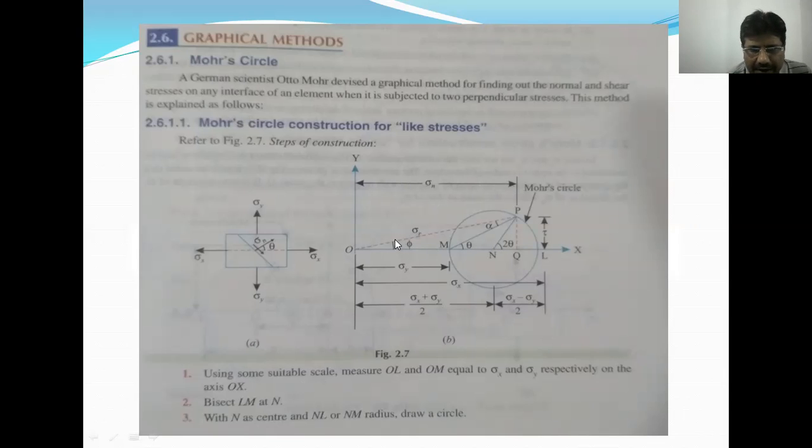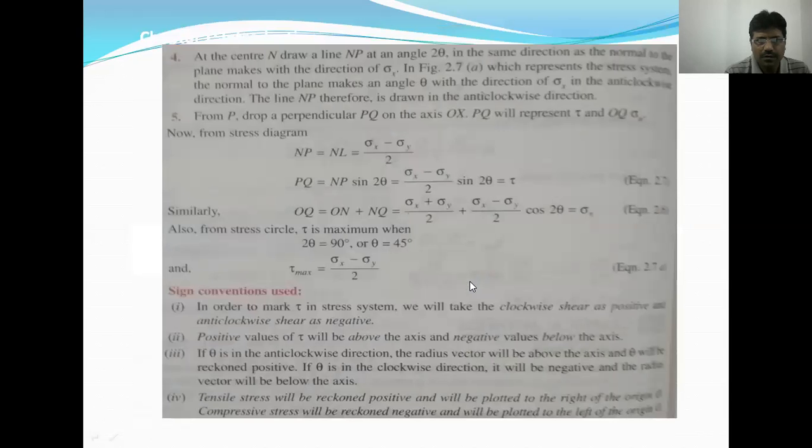Again, phi will be the angle at which the principal plane acts. So this is alpha. Fine. This is how NP, NL, PQ, NP, and these are found. So two things we have learned from here. One is sigma x minus sigma y.